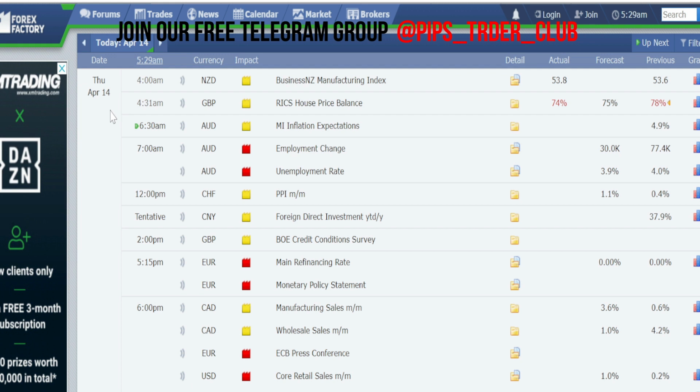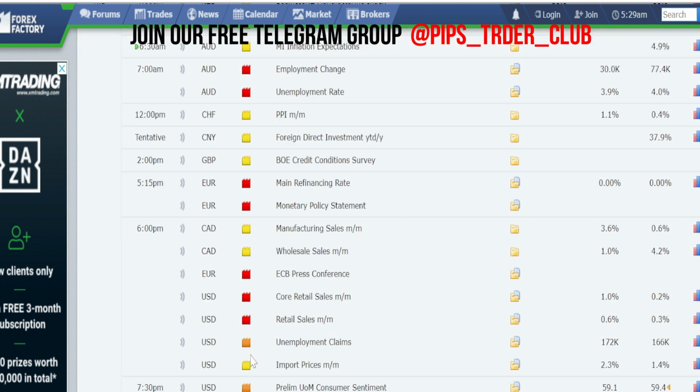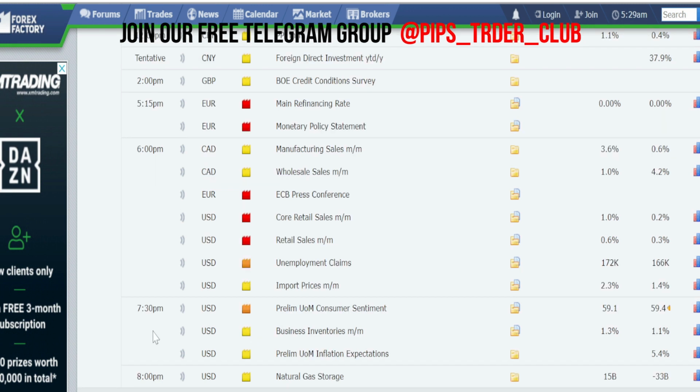So today is April 14th, and when we look at 7 AM we have high impacting news for Australian dollar. After that we have low impacting news. Then at 5:15 PM we have high impacting news coming up for euro related currency pairs. Then at 6 PM we have high impacting news coming up for euro currency pairs and USD currency pairs. Then at 7:30 PM we have medium impacting news and low impacting news coming up for USD related currency pairs.